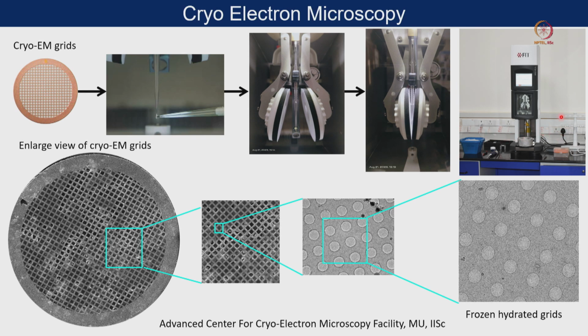You cannot handle this container carelessly. Whenever you handle this entire process, you have to be very careful. Your grid will always stay either in liquid ethane or in liquid nitrogen. It should not be exposed to normal air.